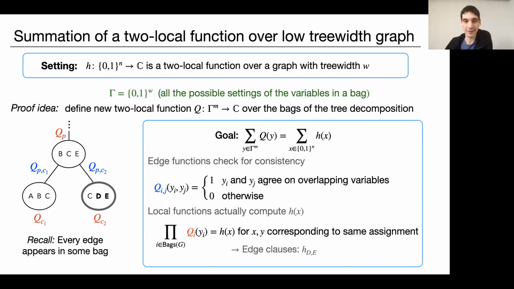So every assignment to the variables in Q corresponds to an assignment of the vertices of the original graph. And we've incorporated all of the various clauses in the two-local function H into our new two-local function in Q. And so if we sum up over all of the variables in Q, it'll be equal to the sum over all of the variables for H. And so we can reduce to the previous slide and obtain an answer.